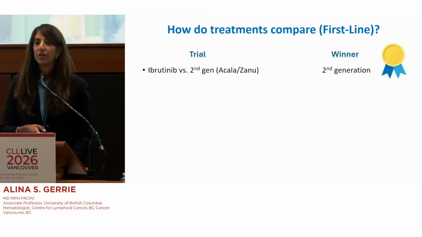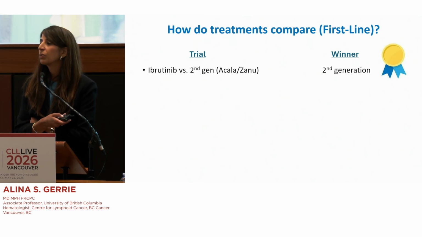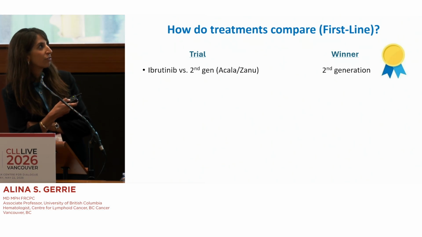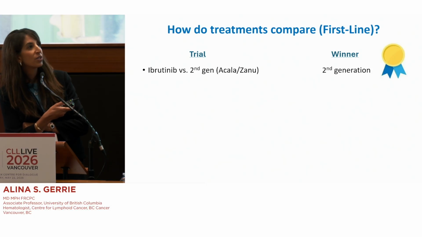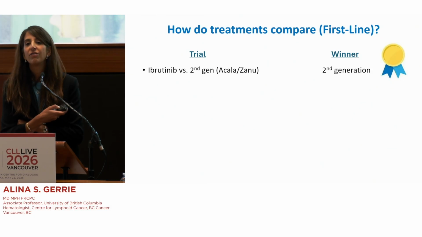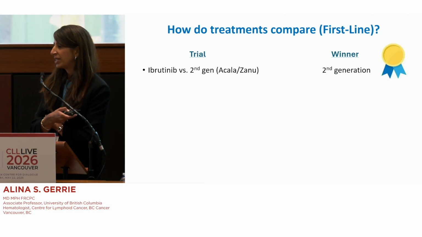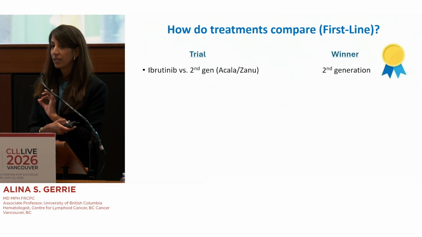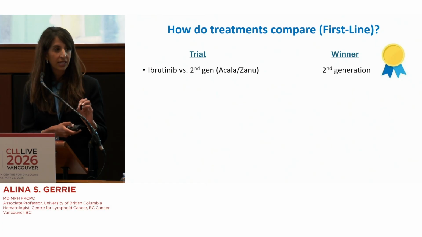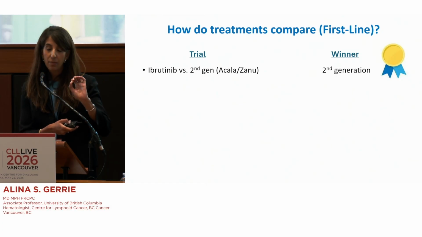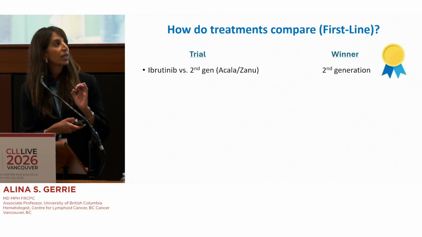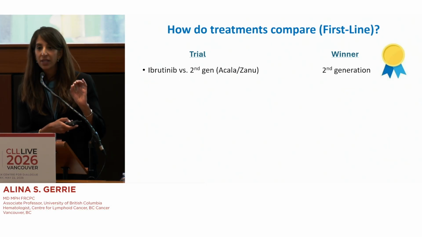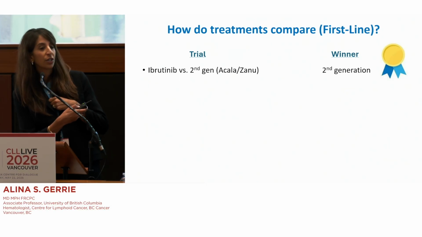So first of all, we do have trials, these were more done in the relapse setting, that have compared first-generation BTK inhibitors to second-generation BTK inhibitors, acalabrutinib or zanubrutinib. And very clearly, the second-generation BTK inhibitors have won out, particularly in terms of safety and side effects, and in some cases, in terms of efficacy. So in general, at this point, we are no longer using ibrutinib.